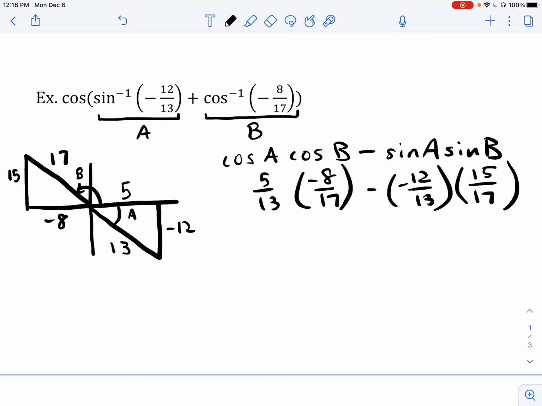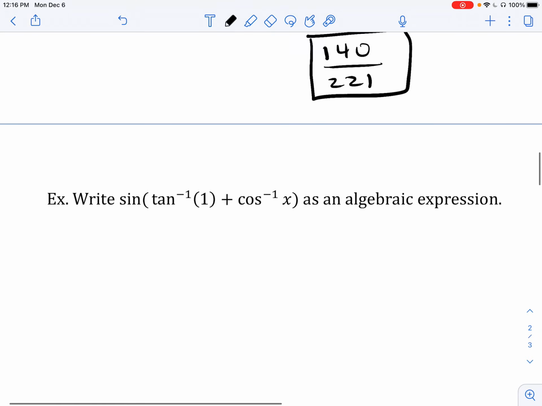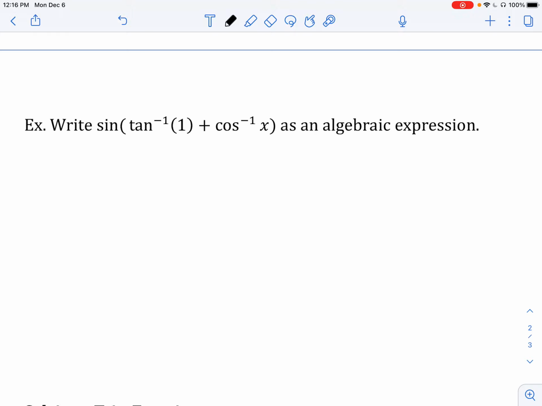From here, let's just clean this up. This is negative 40 over 13 times 17. That should be 221. And we're subtracting a negative, so this is going to be plus 12 times 15, which is 180 over 221. And our final answer here should be 140 over 221. Okay? All right. Go ahead and try this next problem on your own, and you can check your solutions with what I have up on our school website.